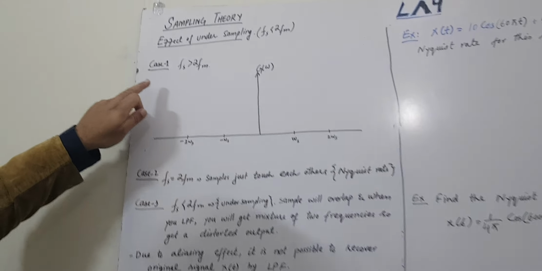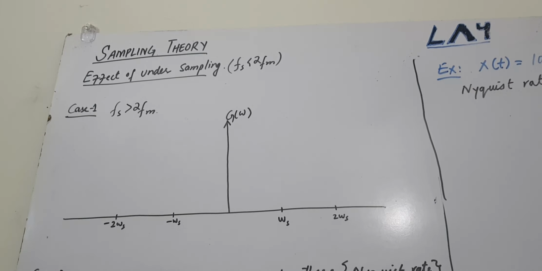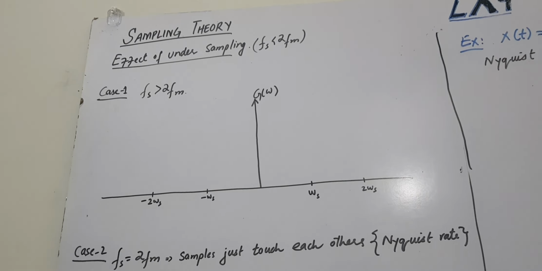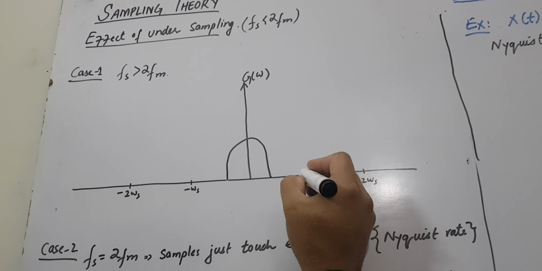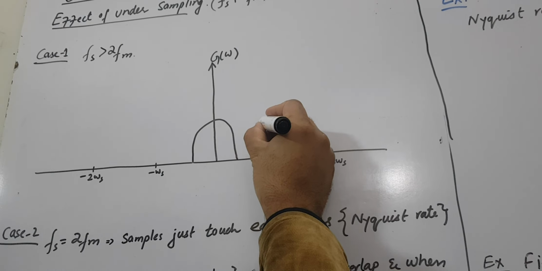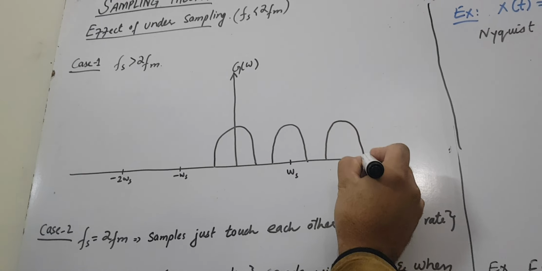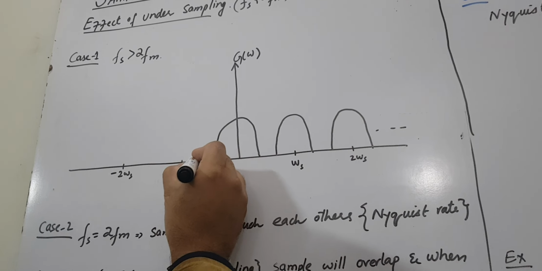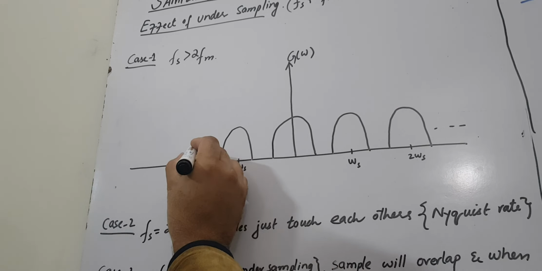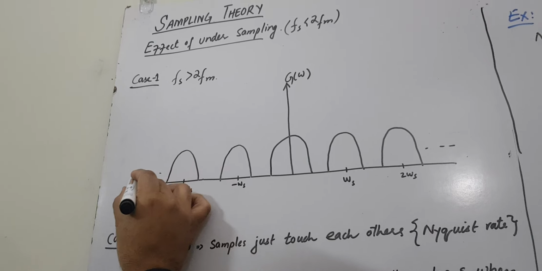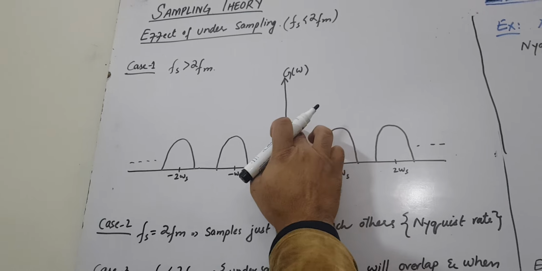Case 1: your sampling frequency is much bigger than 2 Fm. Then you can have the samples like this, and so on, similarly on the negative side. So you can see the separation.